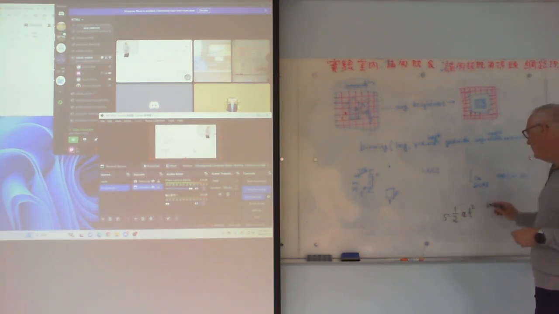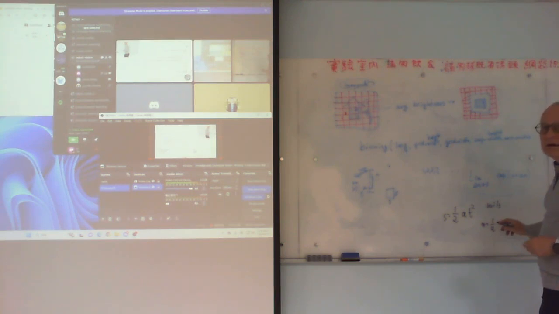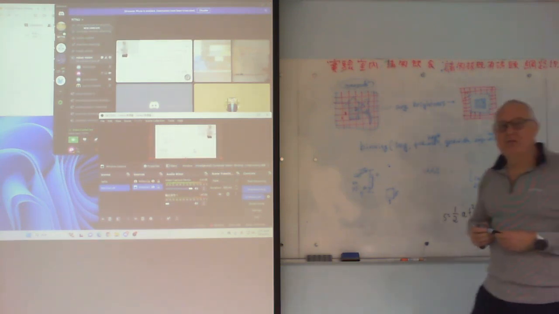So one thing to do would be to check the units. S would be a distance, so that's meters. A is an acceleration, so that's meters per second squared, meters divided by second squared. And time is seconds, so time squared is seconds squared, right? So now at least our units make sense.